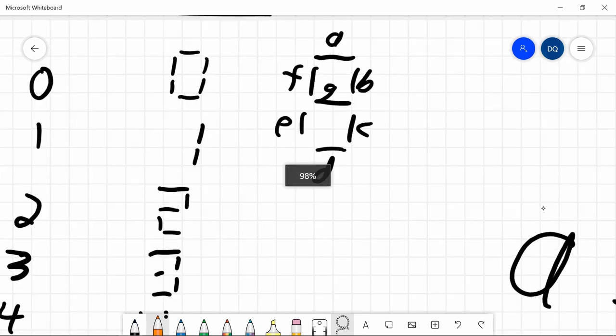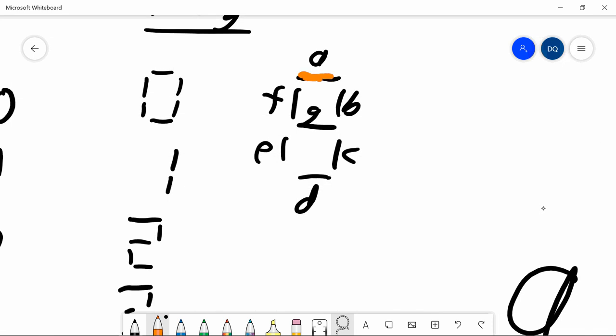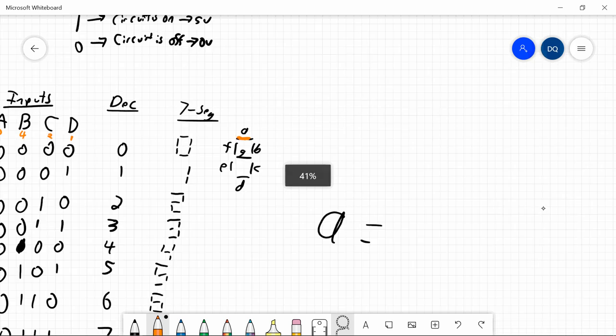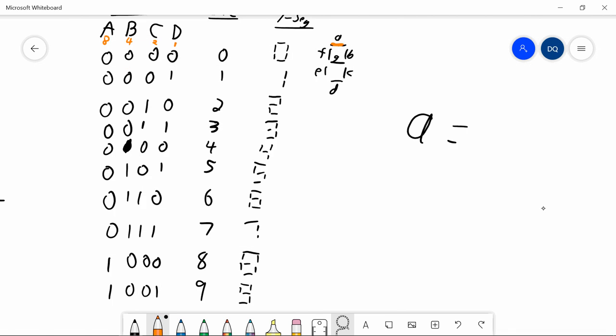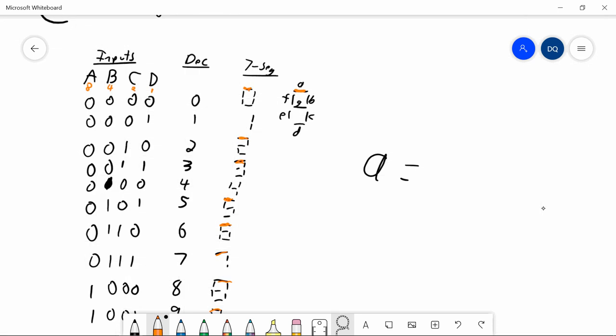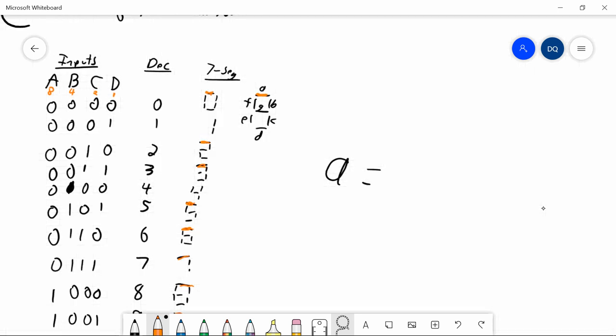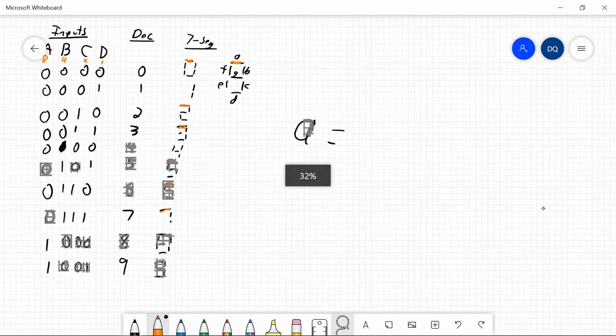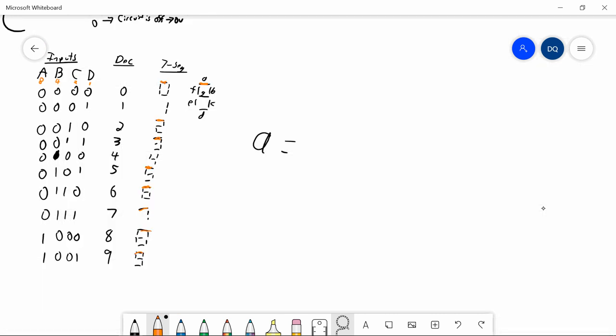Segment A is this one right here. So if you draw this out, you'll see segment A comes on for these numbers here. Okay? A Boolean algebra expression of when we get segment A: we get a segment A if we have a 0, or a 2, or a 3, or a 5, or a 6, or a 7, or an 8, or a 9. Now, there's actually a much better way than doing this explicitly, and I'll show you that.